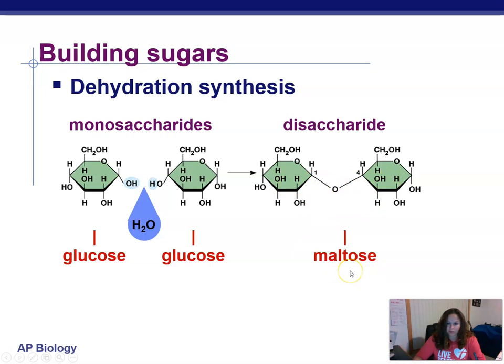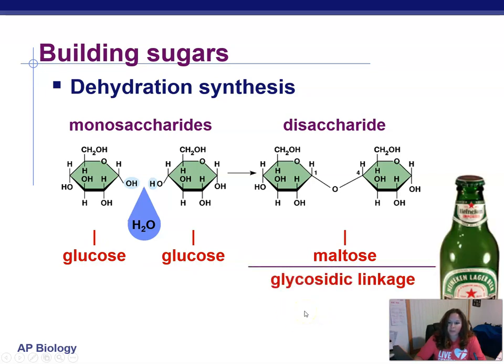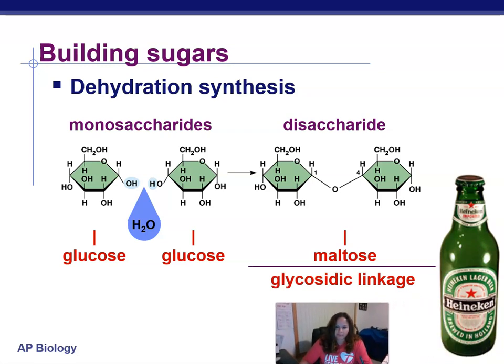The disaccharide we're looking at here, when we join 2 glucoses together, is called a maltose. And we find that often in malt beverages like beer. It's not so sweet, basically. When you join 2 sugars together in a dehydration synthesis, it's called the glycosidic linkage. The prefix gly means sugar. So we've linked 2 sugars together.